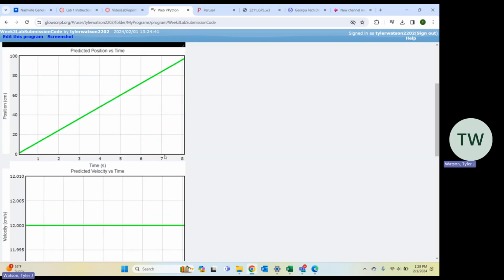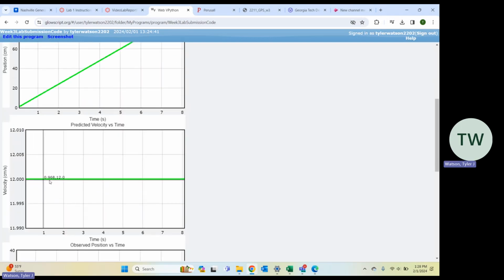As you can see in our predicted position versus time, it is slowly moving away from 0 at a constant rate of speed. And basically what we were able to conclude was that at 8 seconds, the marker should have been 96 centimeters away from where we started. This shows a constant speed over the entirety of the 8 seconds.